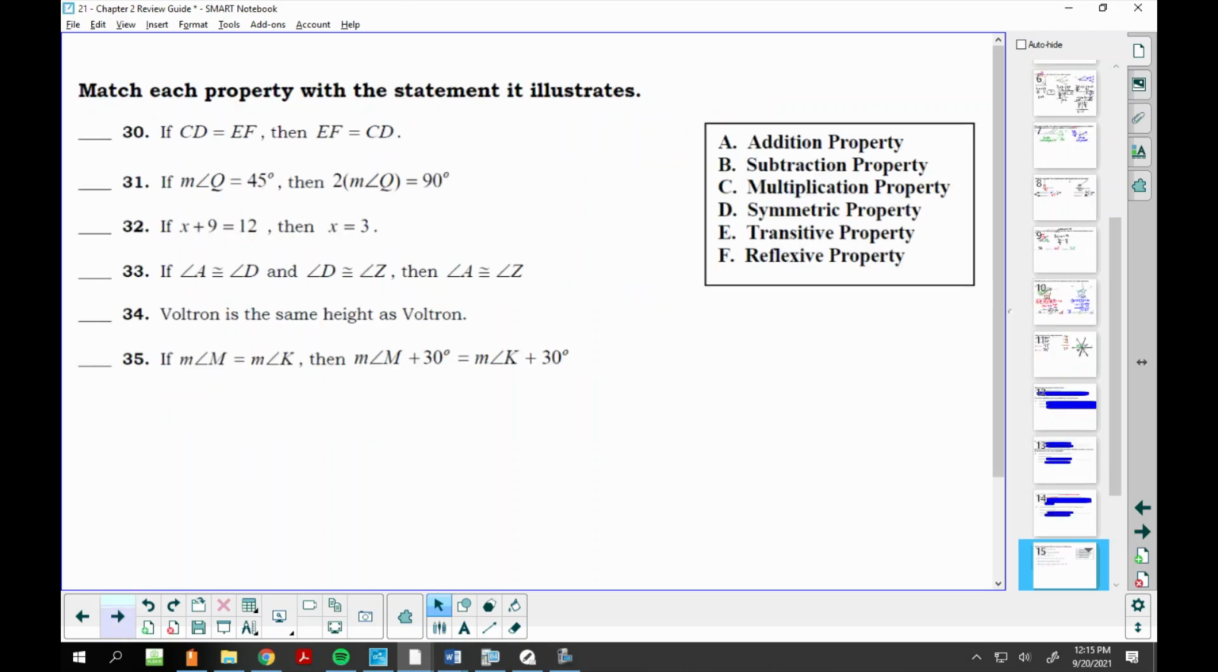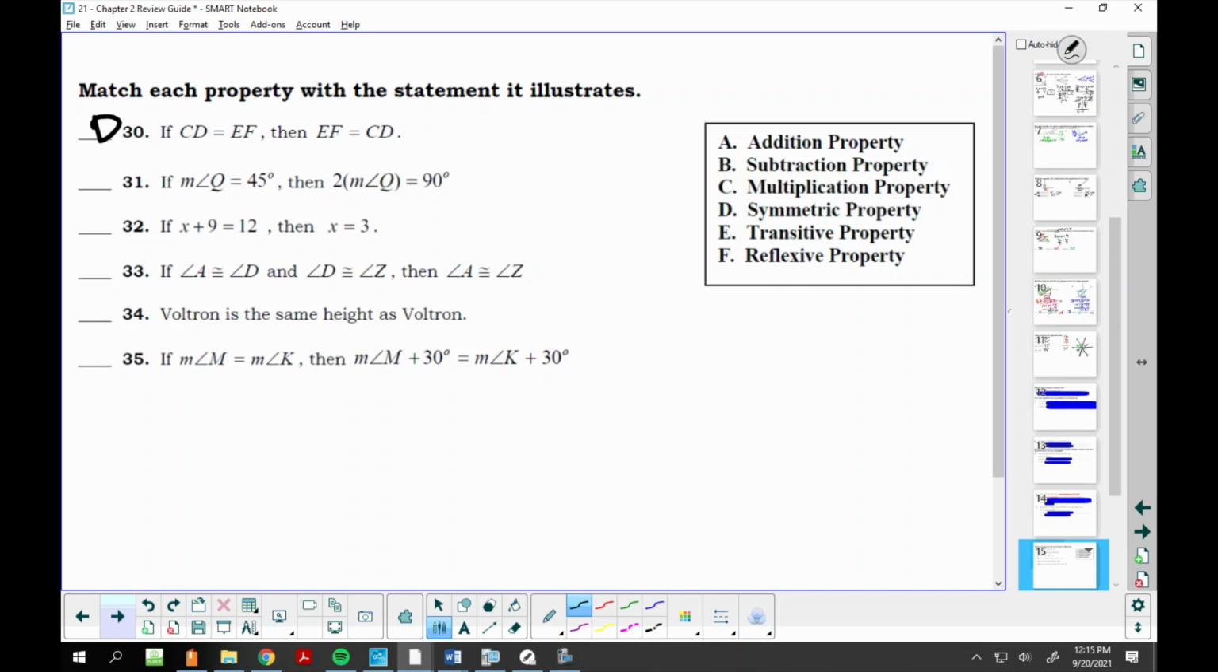Match each property with the statement it illustrates. If CD equals EF, then EF equals CD. Symmetric. Symmetric means it doesn't matter what order, doesn't matter what side of the equal sign you put it on. They're still equal. Right, so that's symmetry, symmetric property.